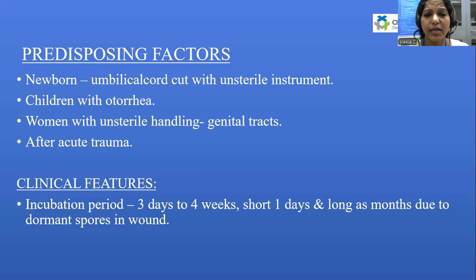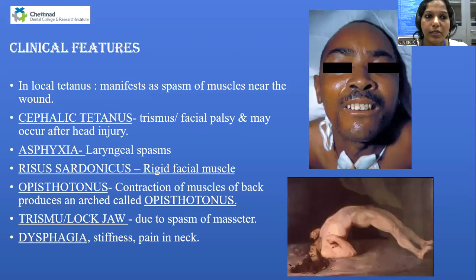The clinical features: the incubation period is about 3 days to 4 weeks, and it can be as short as 1 day or as long as a month due to the dormant spores in the wound. The clinical features can be remembered if you remember the mnemonic CAROTID. Local tetanus manifests as a spasm of the muscle very close to the wound.